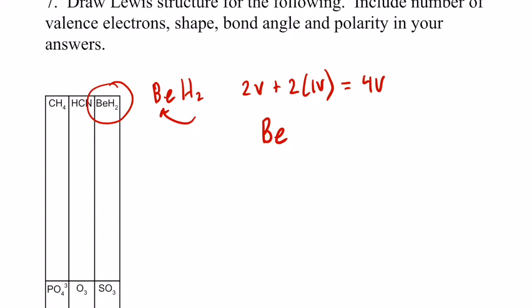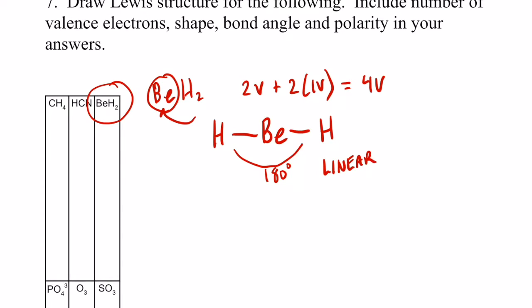So if I put it in the middle and put a bond between it and a hydrogen on one side and a hydrogen on the other, I don't need to add any more because beryllium is an exception to the octet rule. And so we have 2 regions of electron density. That's it. And so that angle is again 180 degrees, and we would call that molecule linear.